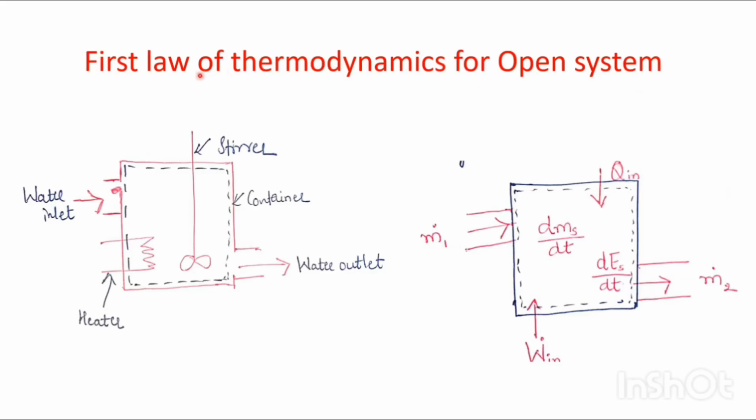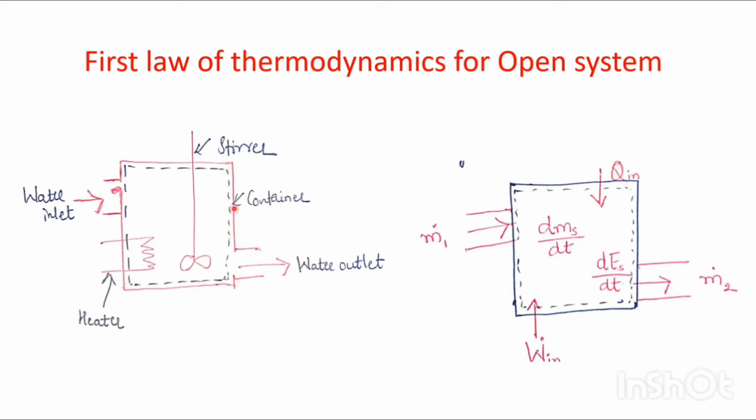The first law of thermodynamics for open system. So already you know that open system means in which both mass and the energy will cross the boundary of the system. You can see here, let us consider this as the system.